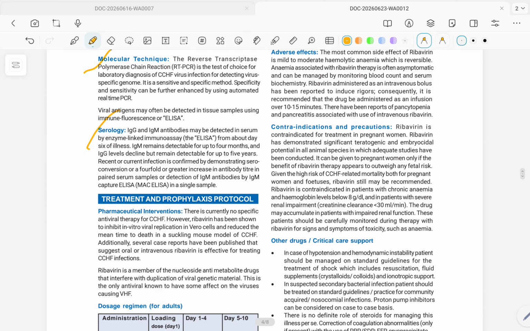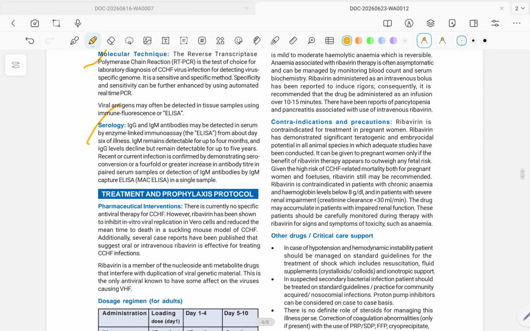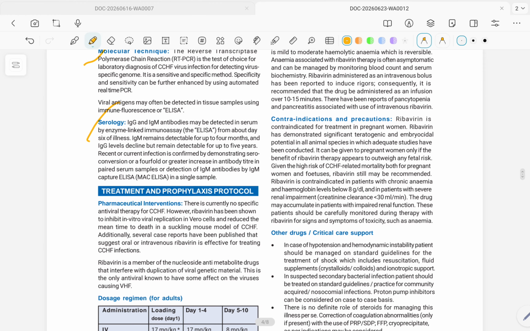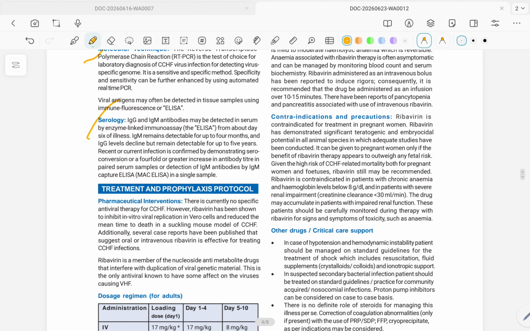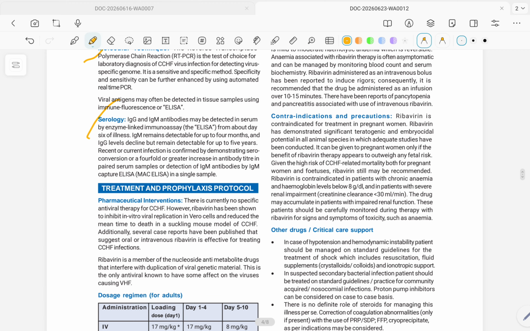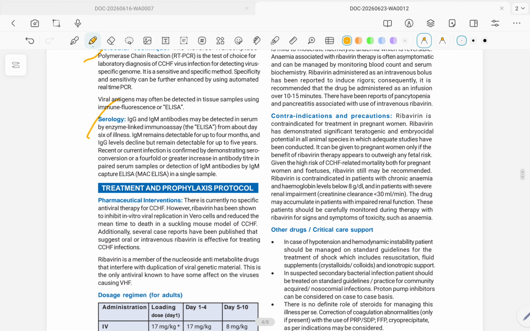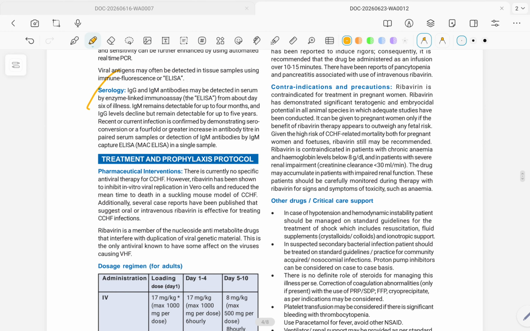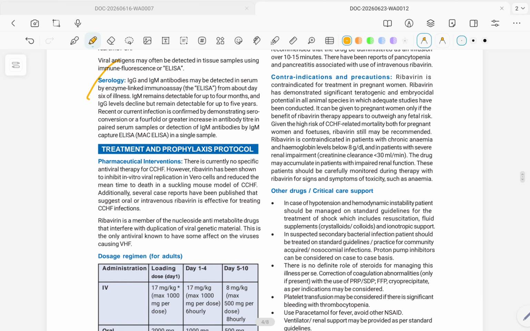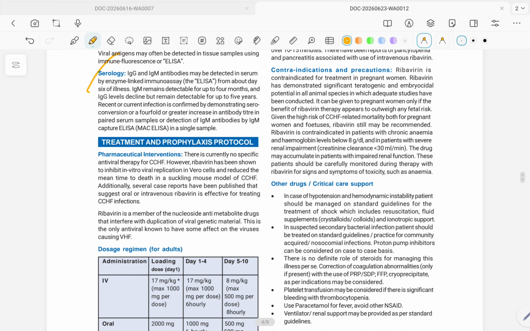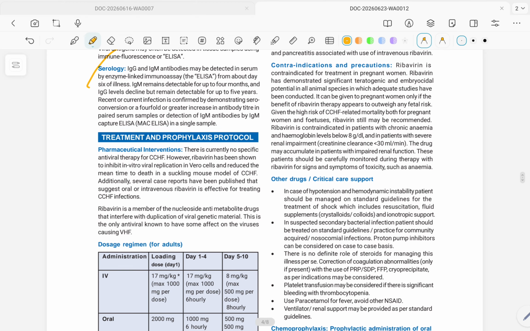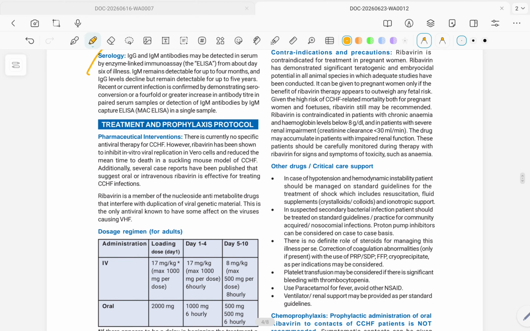Serology. IgG and IgM antibody may be detected in serum by enzyme-linked immunoassay, the ELISA, from about day 6 of illness. IgM remains detectable for up to 4 months, and IgG level declines but remains detectable for up to 5 years. Recent or current infection is confirmed by demonstration of seroconversion or a fourfold or greater increase in antibody titer in paired serum samples, or detection of IgM antibody by IgM capture ELISA in a single sample.